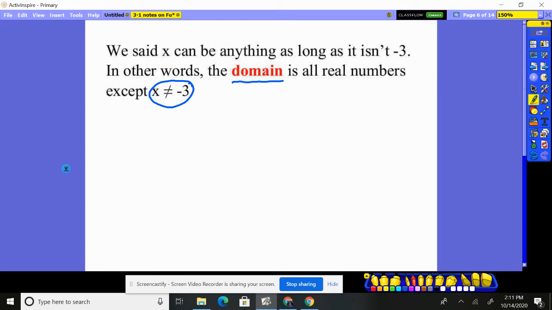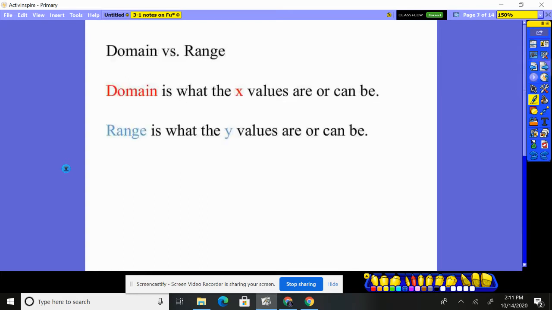So domain is describing what the x can be. Domain is what the x values are or can be. The range is what the y values are or can be. And I remember that sort of like going to the doctor. X comes first, then y when we have an ordered pair. So this x value is your D, domain, and y is your R, your range.